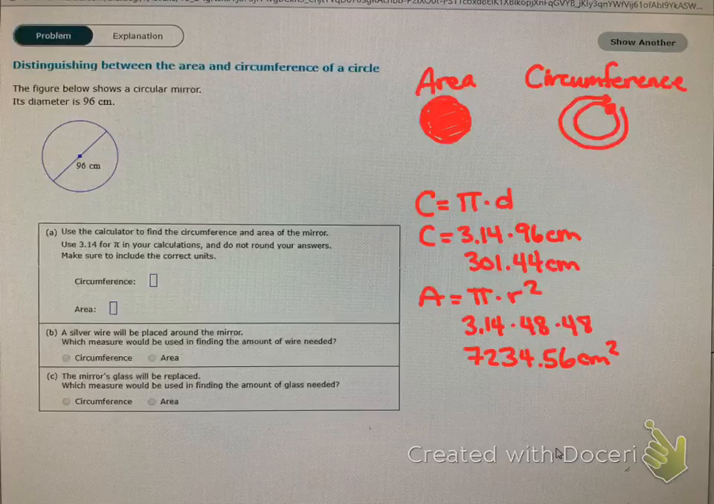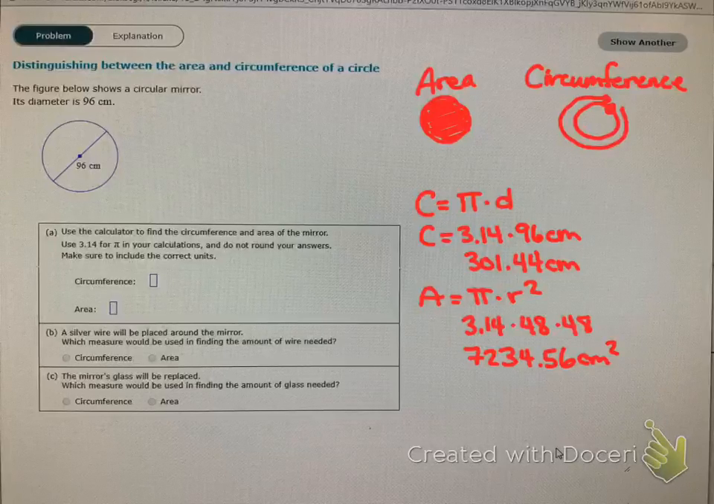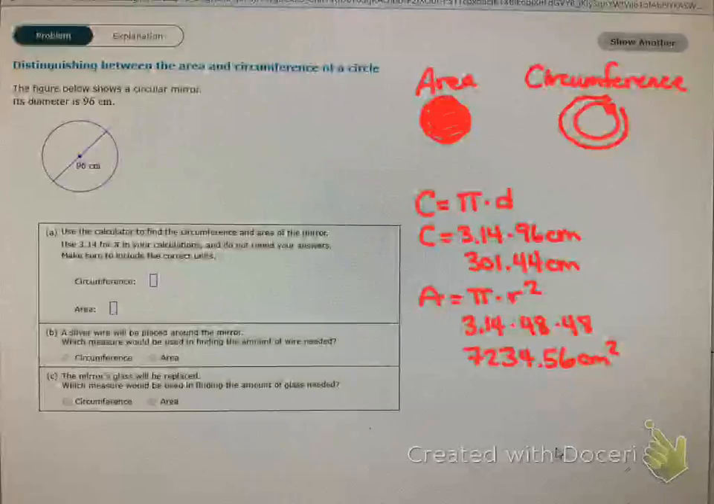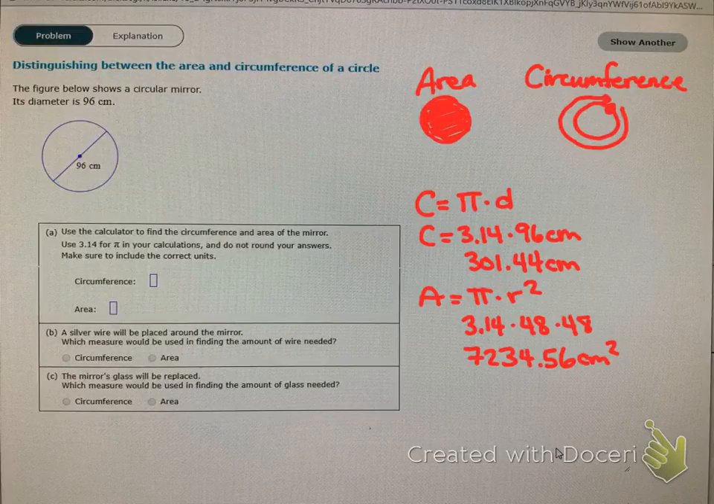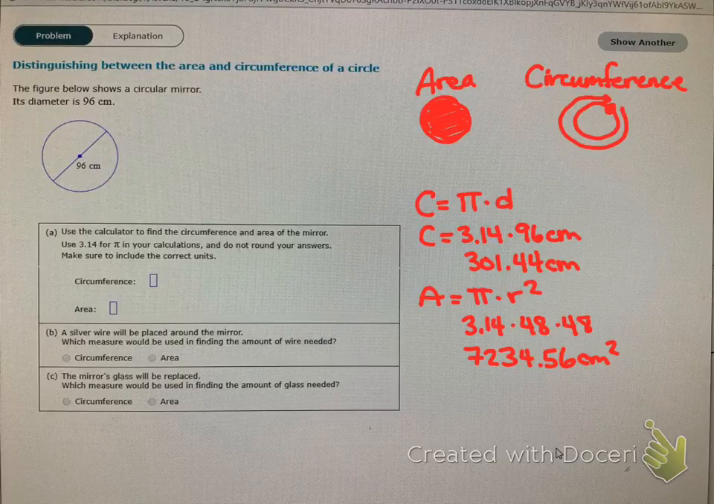Part B and C have us actually distinguish between the two. So what does the area do? What does the circumference do? That's what we talked about here at the top, where I talked about the area is what's inside, the circumference is how far around. And so on part B, it says the silver wire will be placed around the mirror.